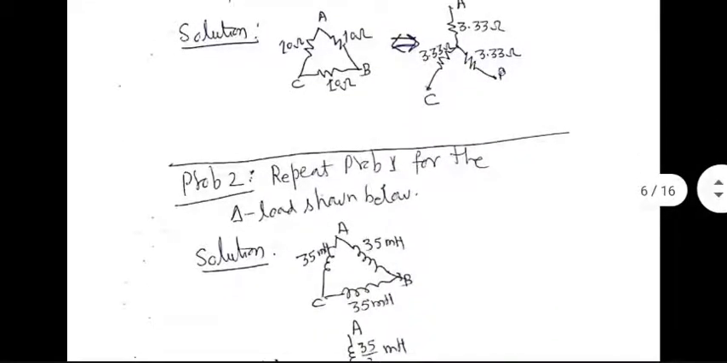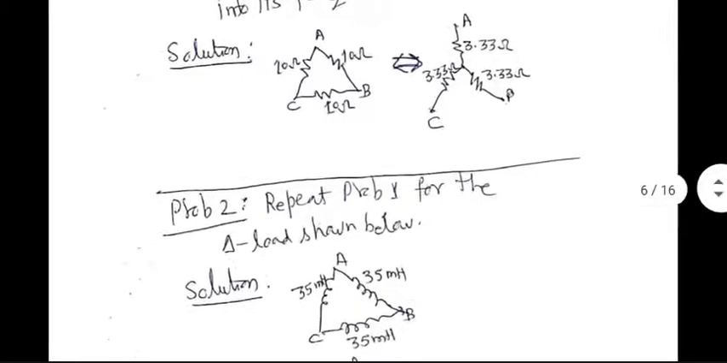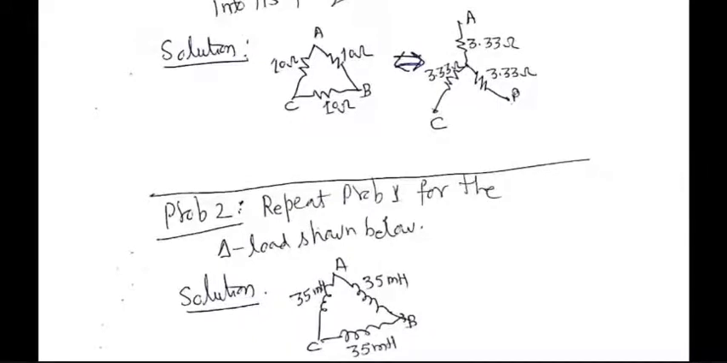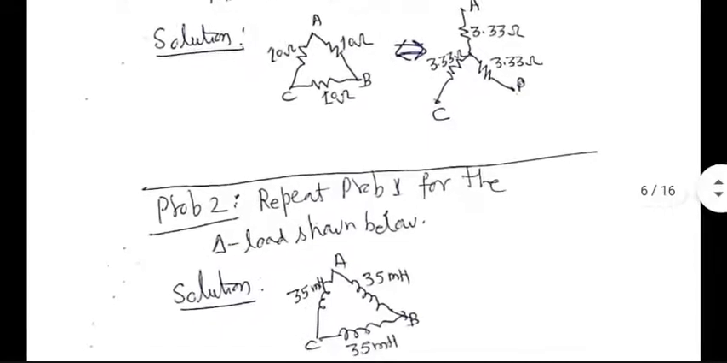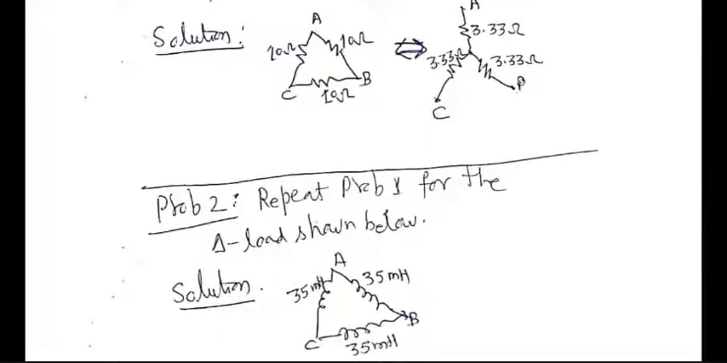Now repeat problem 1 for delta load shown below. One important thing here is that the formula is valid for impedance, and you are given now 3 inductances which are equal. You are not given the frequency, but suppose frequency is F. Then the impedance of each of the branch will be J 2 pi F multiplied by L, which is 35 millihenry. So J 2 pi FL will be divided by 3 to get the impedance of each branch in the equivalent star load.